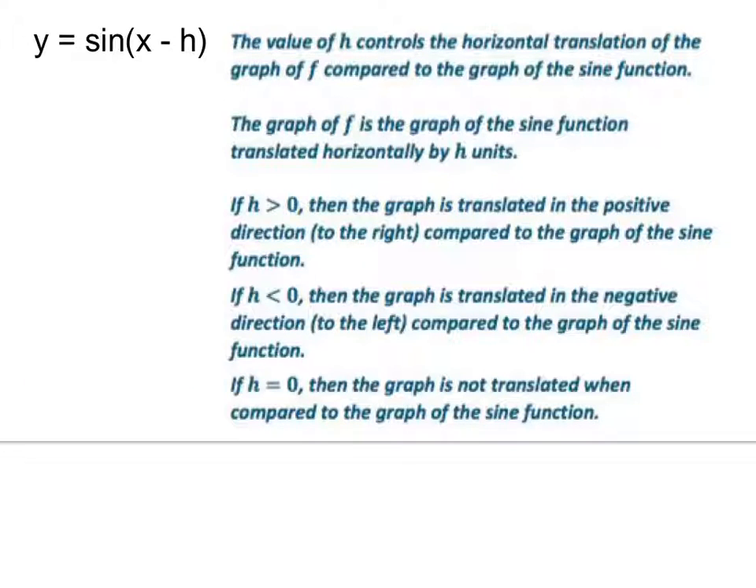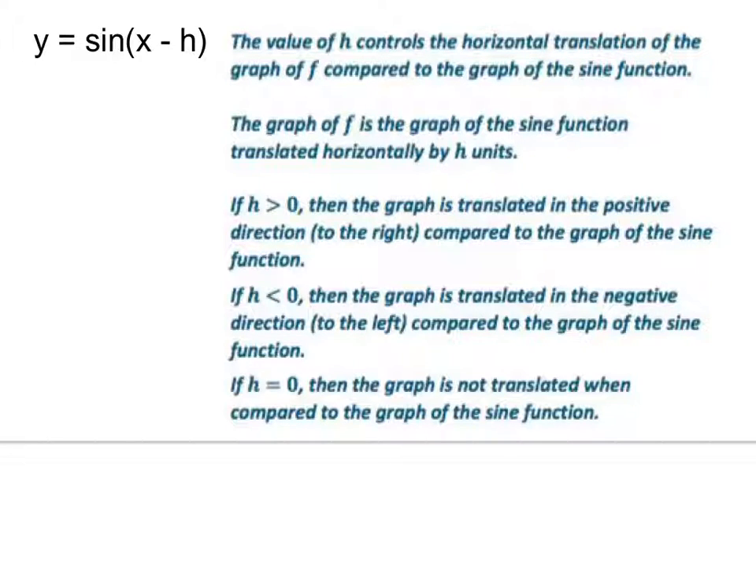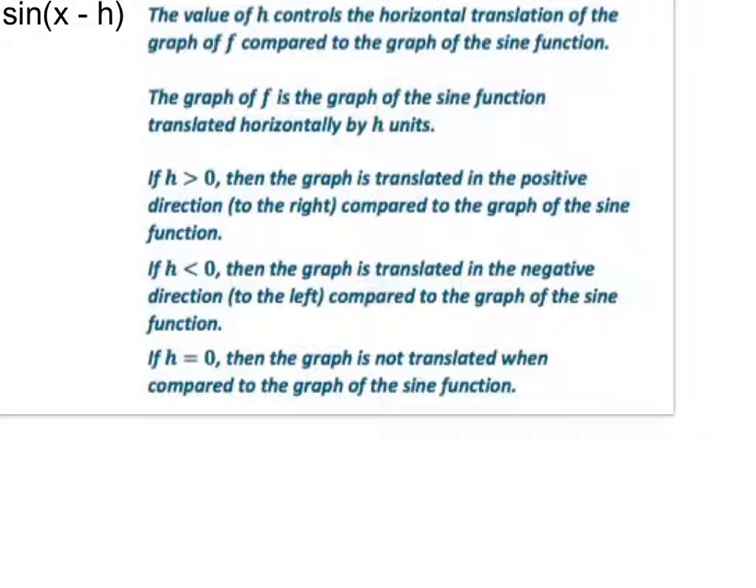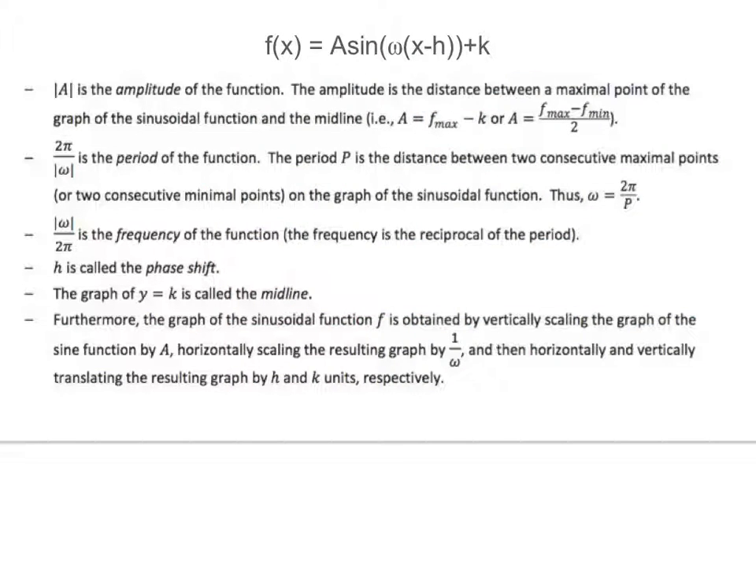In summary, the value of h controls the horizontal translation of the graph. If h is greater than 0, the graph is translated to the right in a positive way. If h is less than 0, it's to the left in a negative way. If h equals 0, the graph isn't translated, and it starts at x equals 0, just like a regular sine function. Okay, here's your summary. Read through it.